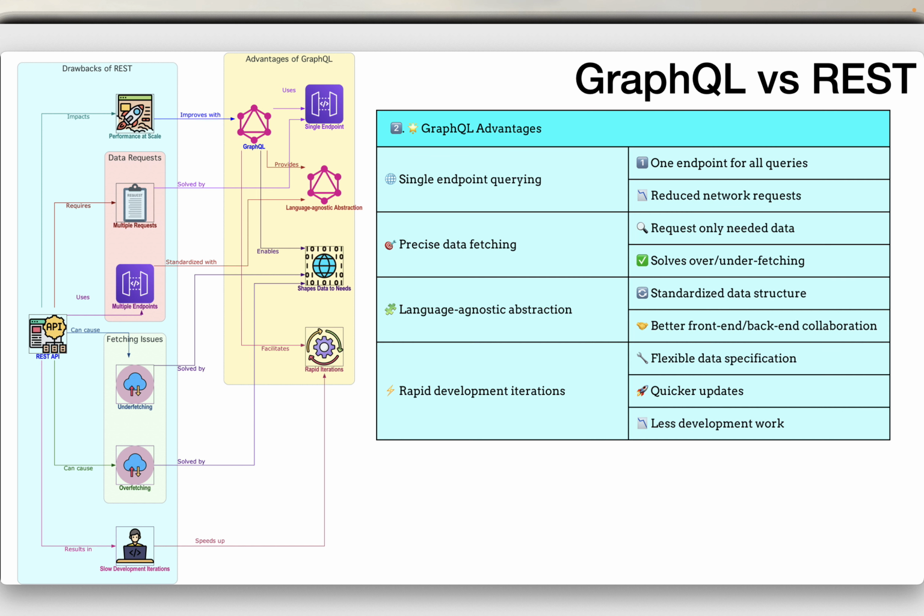Now let's see why GraphQL has some advantages over REST. There is single endpoint querying. GraphQL uses one endpoint for all data queries, reducing network requests.